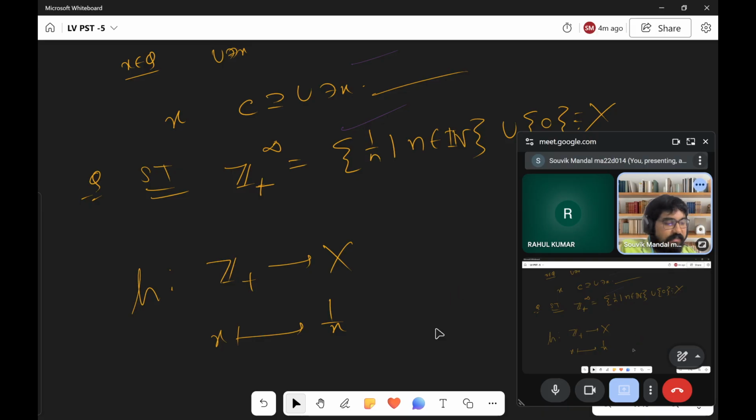So you told that whenever x equals 0, it will be 0. From where is that coming? Can we reverse the map, X to Z plus? No, we cannot reverse the map. We need to show that Z plus is this one, so we cannot reverse it. We had to construct a map h from Z plus to X, only one direction. We cannot do the reverse direction. Okay, sir.